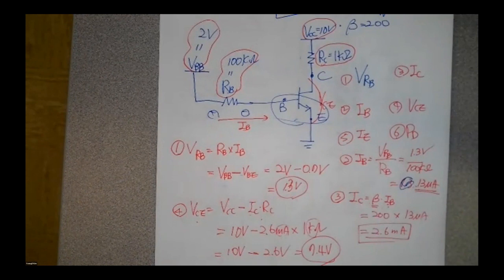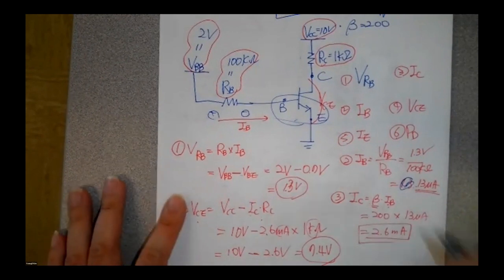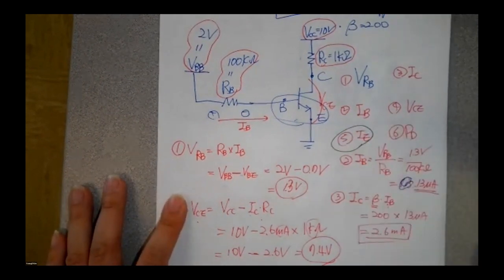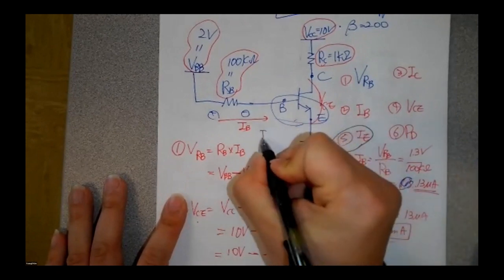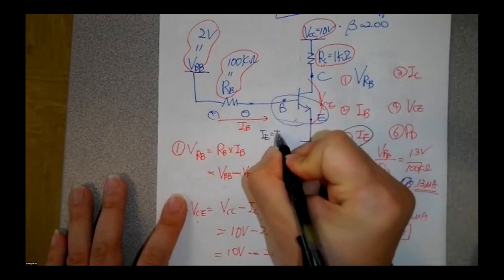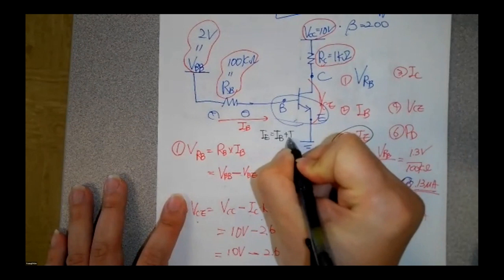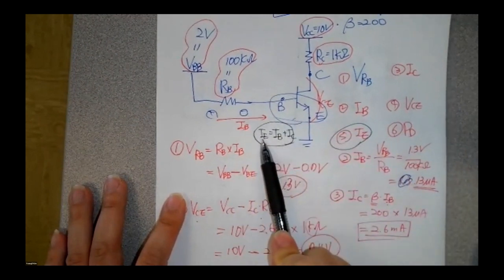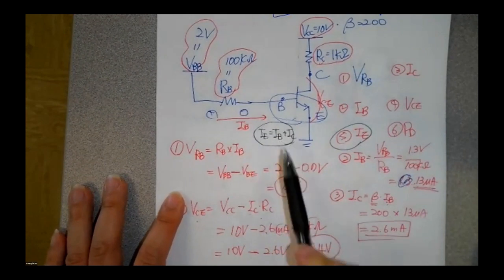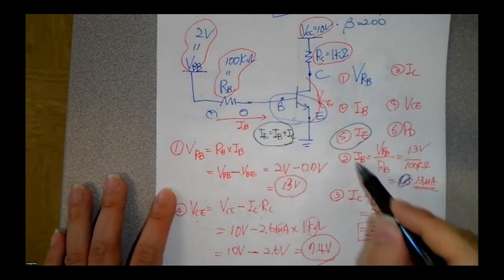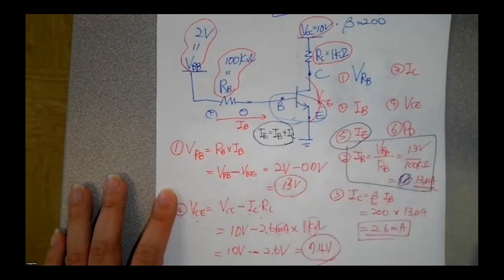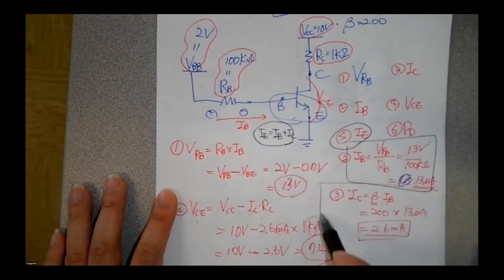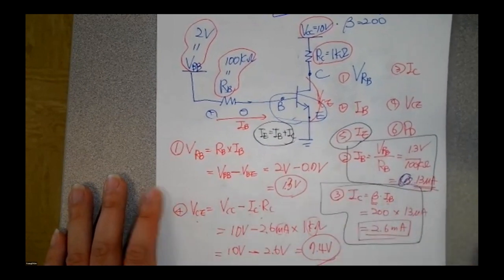Question 5. What is the I sub E? The I sub E is I sub B plus I sub C. So the I sub E is equal to I sub B plus I sub C. I sub B we have already calculated, and I sub C we have already calculated.